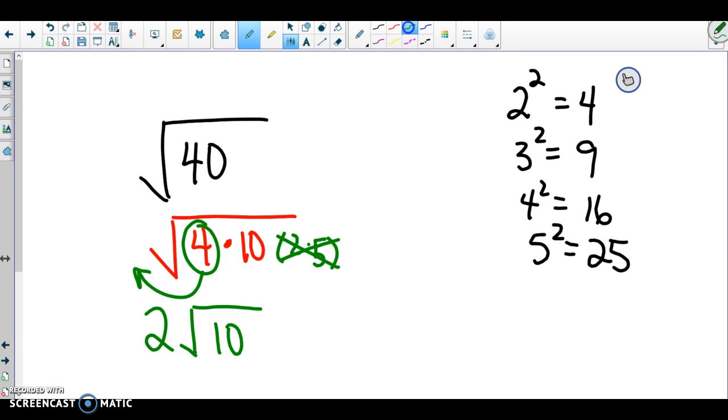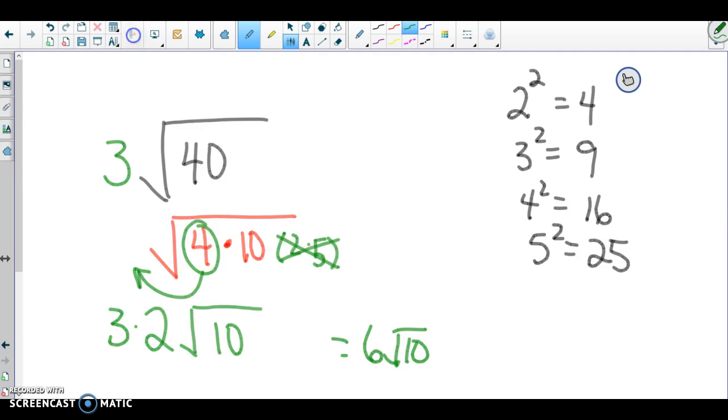If we would have had something on the outside here, like a 3 square root of 40, then we would just multiply that 3 with that 2 to where we would end up with 6 root 10. Okay, so it depends. If there's something out front, we can't just ignore it, but we do bring stuff out and try to simplify still.